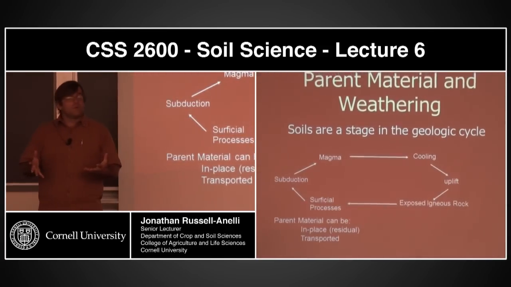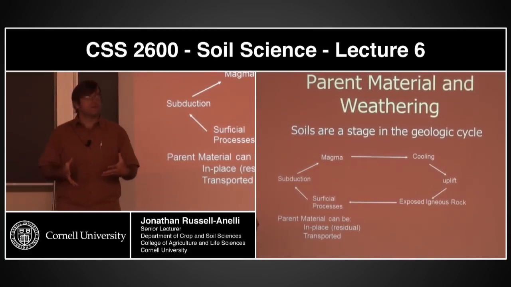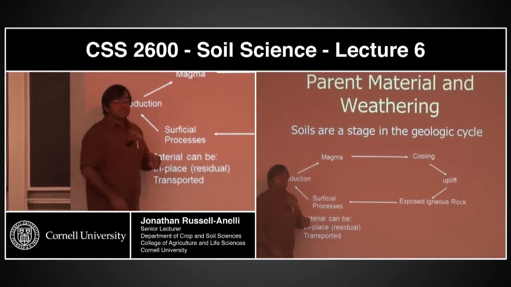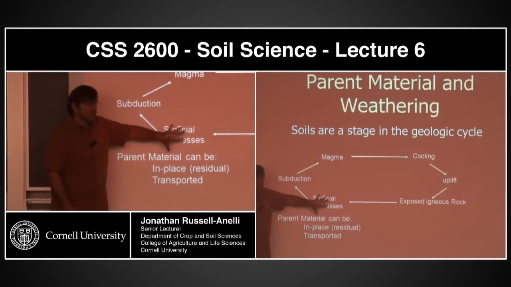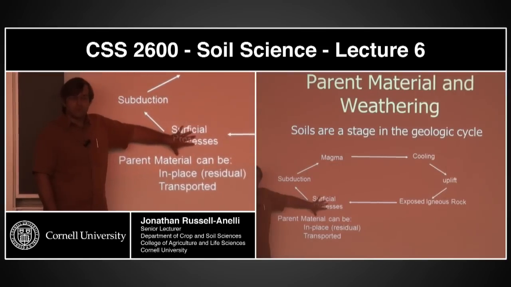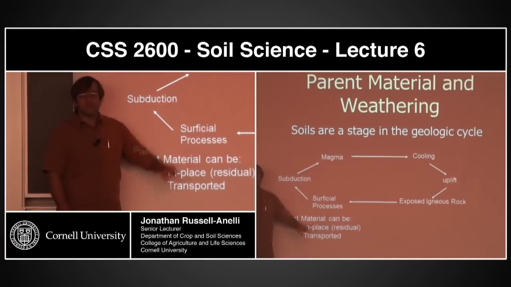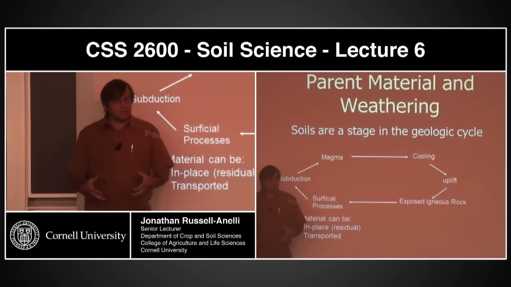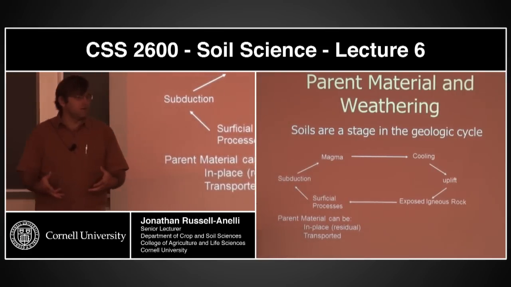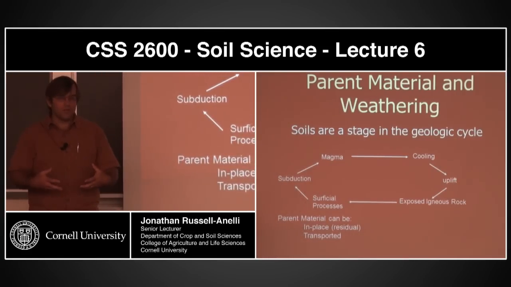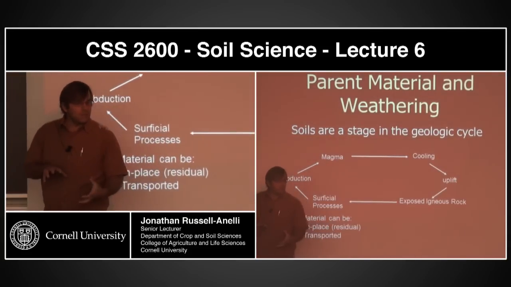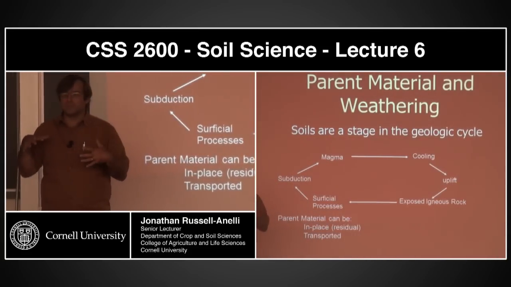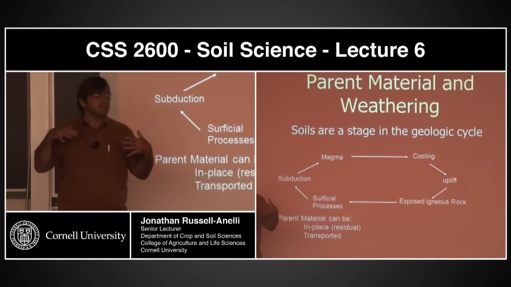Now, first of the 5 soil forming factors, parent material. What is parent material? Well, soils are basically a stage in a geologic cycle. Let's talk about that geologic cycle, because the soils are basically formed at the surface due to surficial processes. But how does that material get there? Let's start here with magma. Magma sitting underneath the crust, liquid rock in essence, hot, flowing. This material can potentially move up from the core towards the surface of the planet.